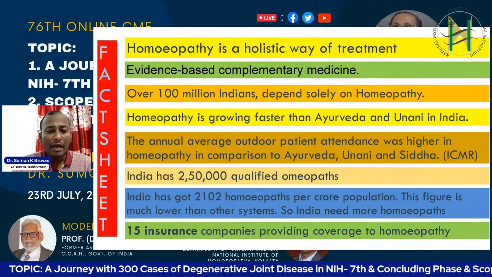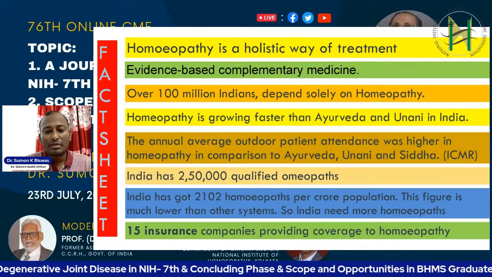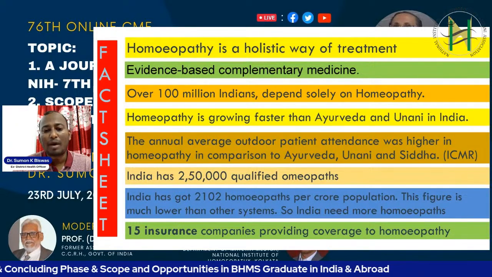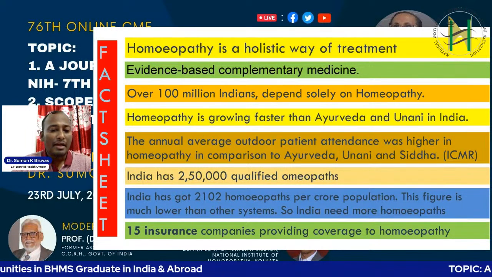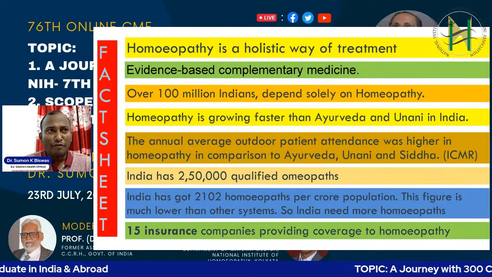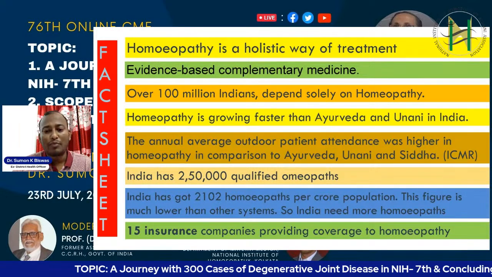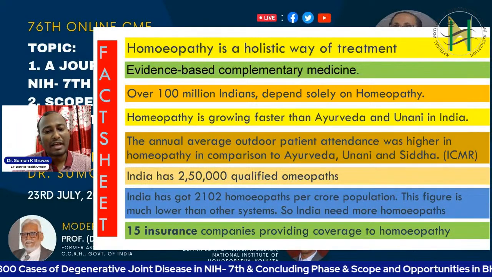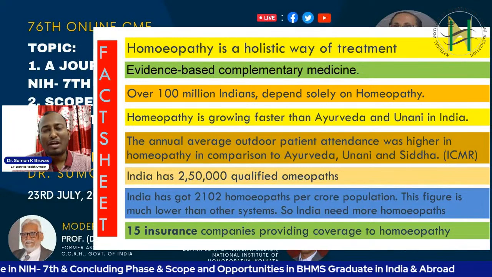In India, we have around 2.5 lakh qualified homeopaths. This data is from 2020, so the number has increased to up to 3 lakh qualified homeopaths in India. Now India's population is around 1.45 billion, and India is now the number one populated country. If we make the ratio per population, in India we have one homeopathic doctor for 2,100 population.